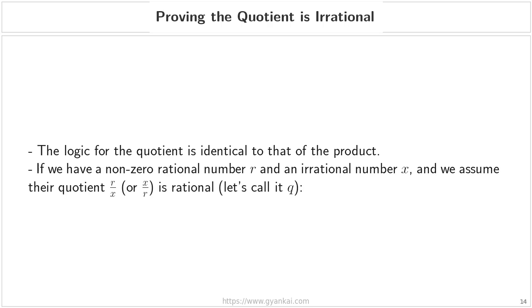Let's set the stage for this proof. Suppose we have a non-zero rational number, let's call it r, and an irrational number, which we'll call x, to use our method of contradiction. We will start by assuming the opposite of what we want to prove. So, let's assume that their quotient, whether it is r divided by x or x divided by r, is actually a rational number. To keep our notation simple, let's call this resulting rational number q. As we move to the next slide, we will see how we can manipulate this equation to reveal the contradiction.